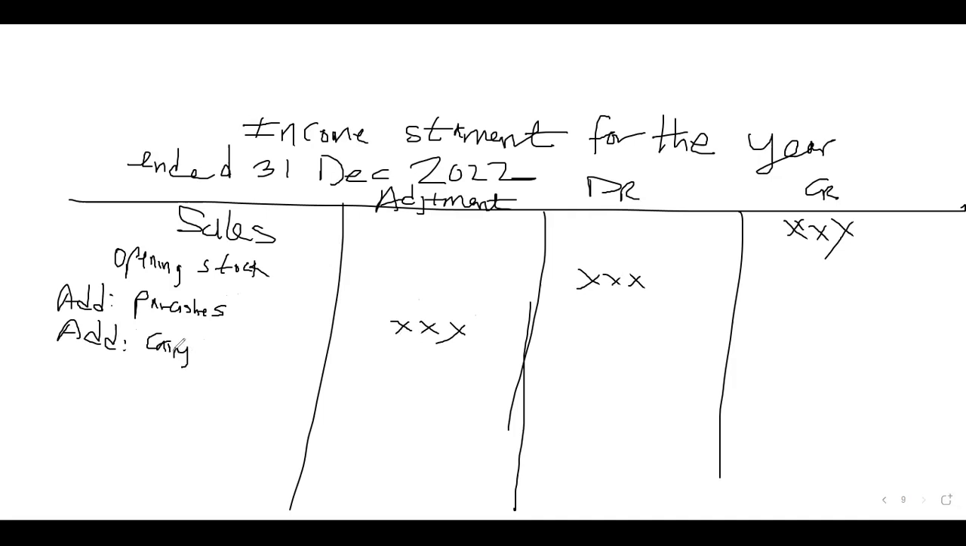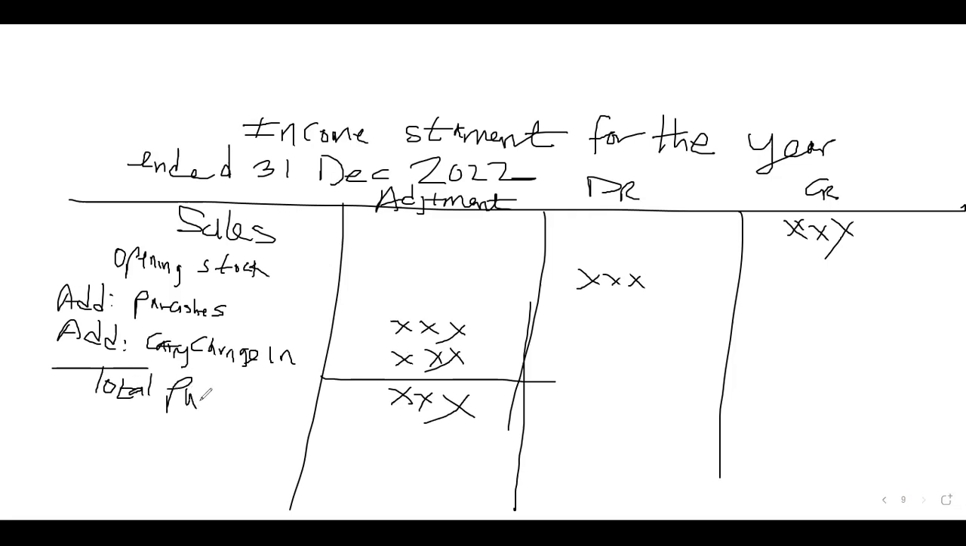Okay, so we add the carriage in. We have this one. So we are going to have the total purchases. Here we have this figure called total purchases. Then from here, we are getting down to less closing stock.